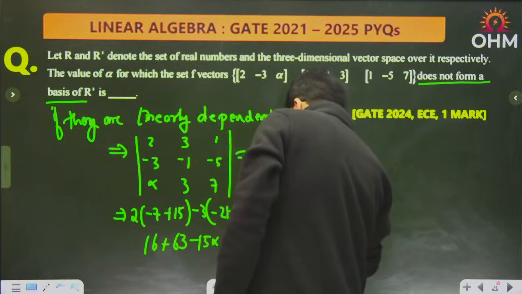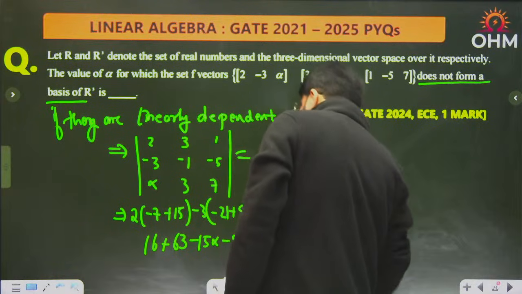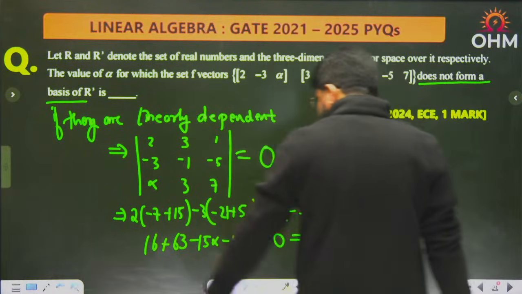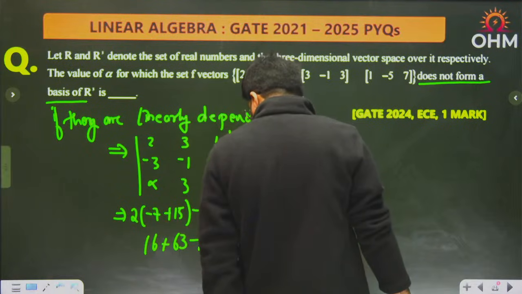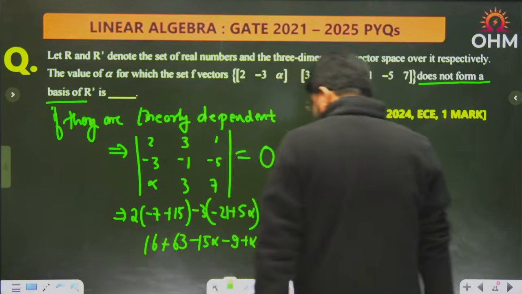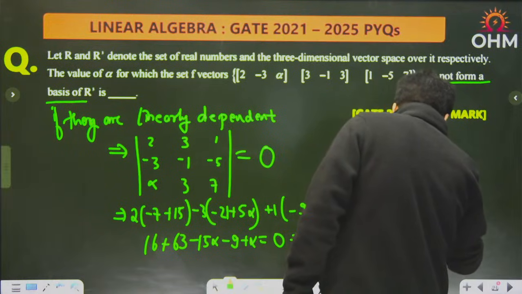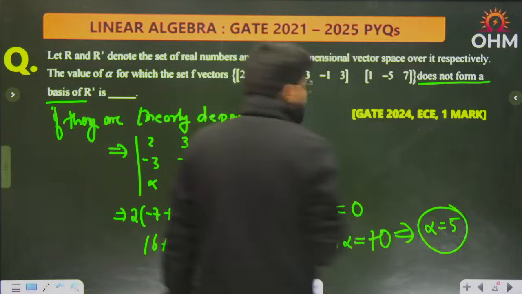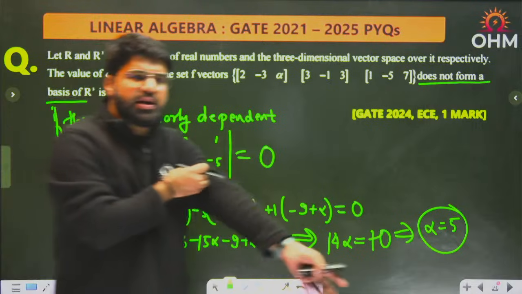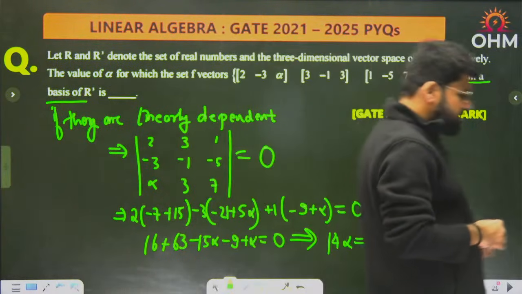So how many alpha on the right side? I will write down 14 alpha, and what is the rest of the calculation left? 63 plus 16, 79, minus 9, 70. So 14 you divide, alpha will be 5. Please check the calculations. I am getting alpha as 5. Yes, Tirumala, correct answer. Got the alpha as 5.